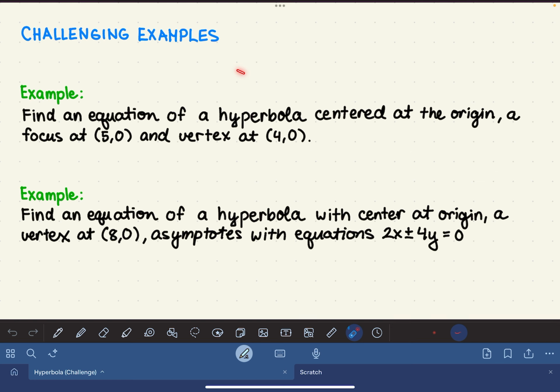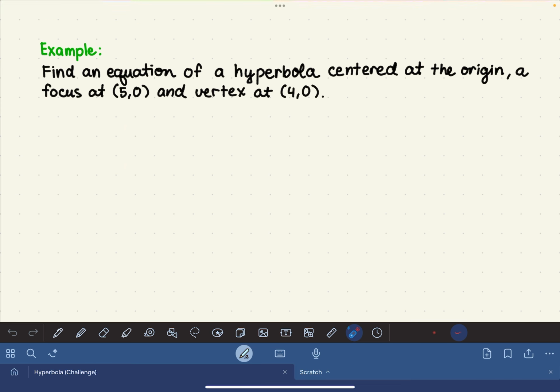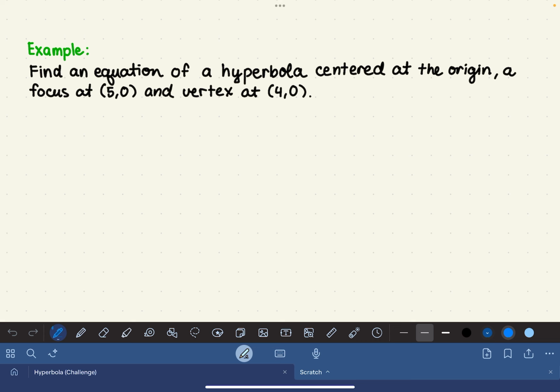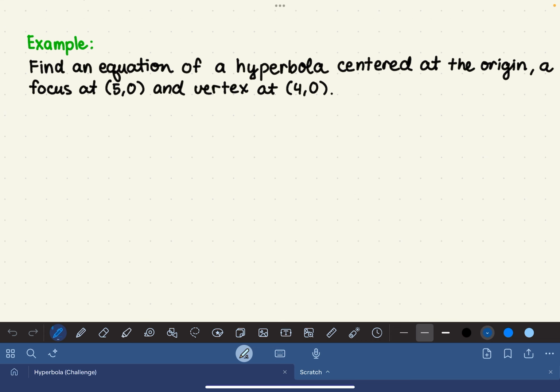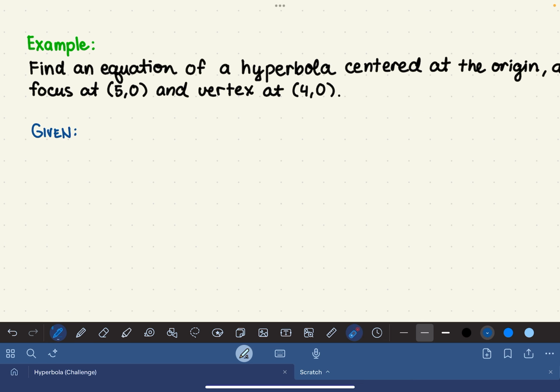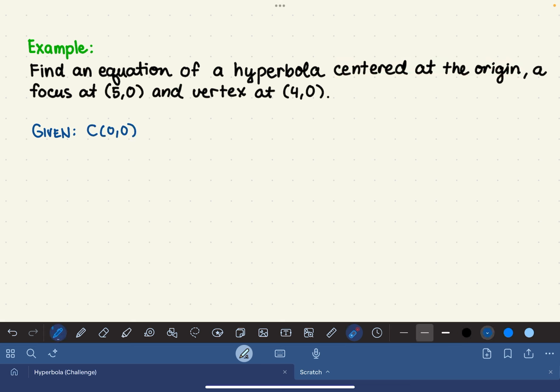That is just a brief recap of the last video, and this time let's go on to the more challenging examples. We start with this first one. Our goal is to find an equation of a hyperbola centered at the origin, with a focus at the point (5, 0) and a vertex at the point (4, 0). The key in solving these types of problems is to first list out what you are given. Based on the given, we have first the center, denoted by C, and since it is the origin, it represents the point (0, 0). Next, the focus, which we denote by F as usual, and the vertex, which is (4, 0). Using these three, we can determine the equation of our hyperbola.